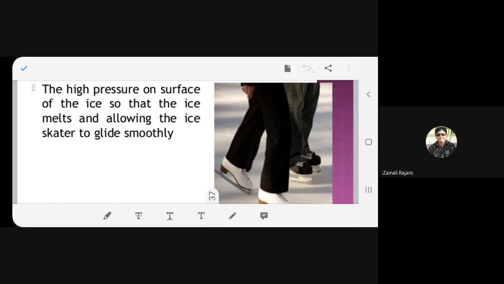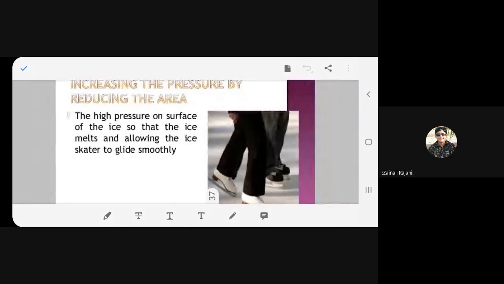Boys, did you understand? Yes, ma'am. Am I audible? Can you hear me properly? Yes, ma'am. So all of you understand how the skater glides on the ice smoothly? Because the ice melts. When the ice melts, the skate can move easily on the ice.